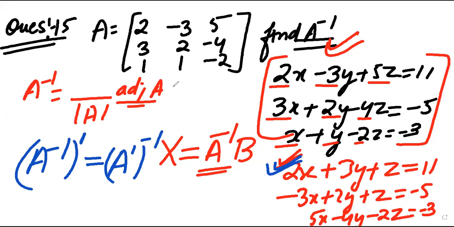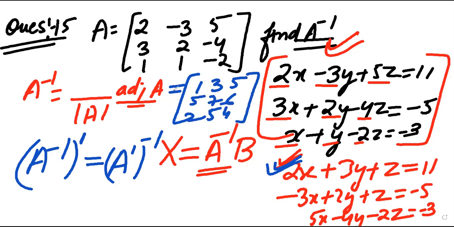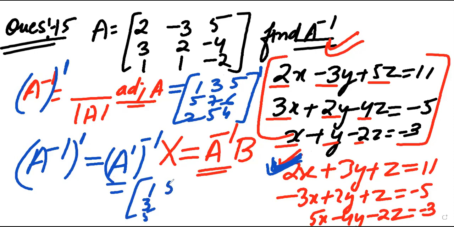Okay, for example, if A inverse is coming 1 3 5 2 5 7 6 2 5 4, I have taken some values, and this A inverse has come to us. Okay, and I have this question, to solve this equation. So first I will find out the transpose of it. We will take the transpose of A inverse. So what will come here? It is 1 3 5 5 7 6 2 5 4.